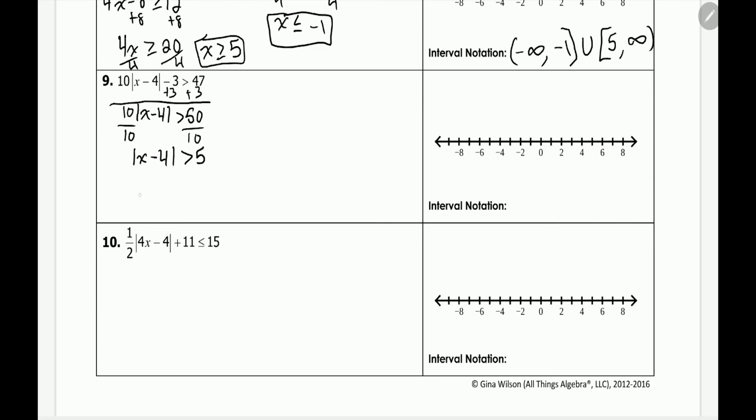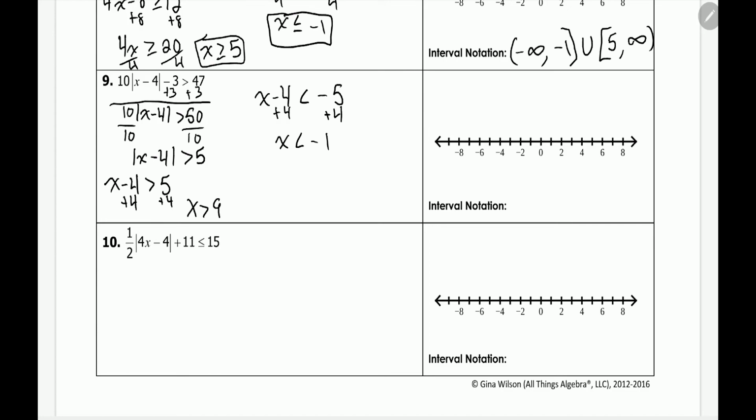Now we have to break it apart using the KISS method. So x minus 4 is greater than 5. And we have x minus 4 is less than negative 5. Add 4 to both sides. We have x is greater than 9. Add 4 to both sides. We have x is less than negative 1.